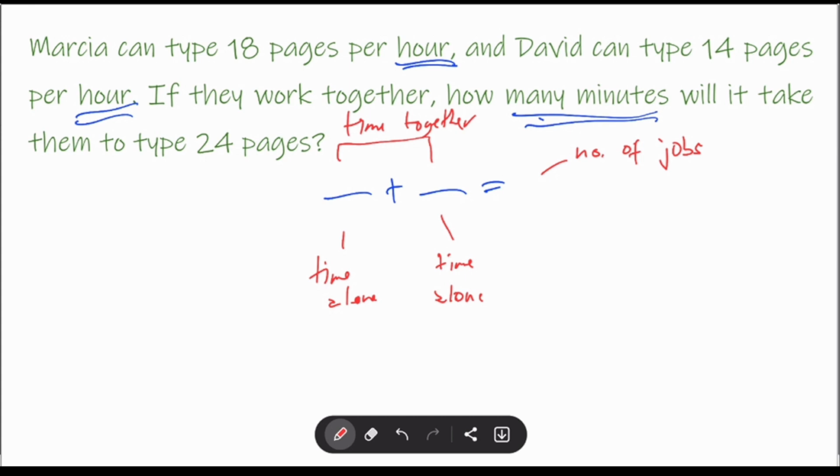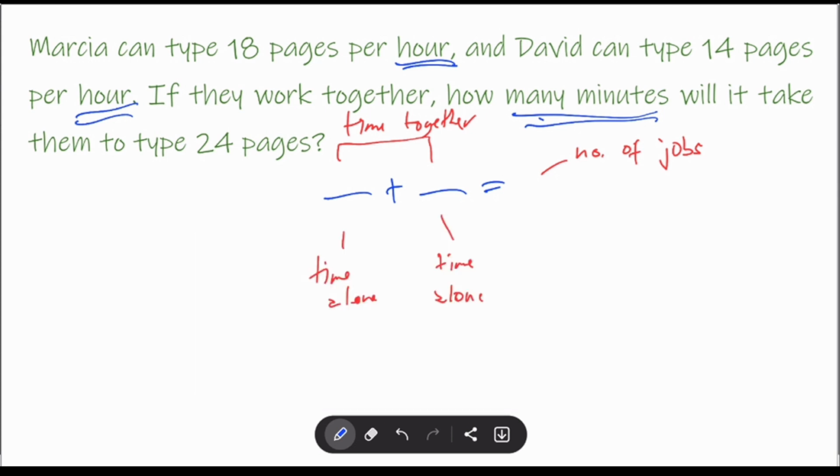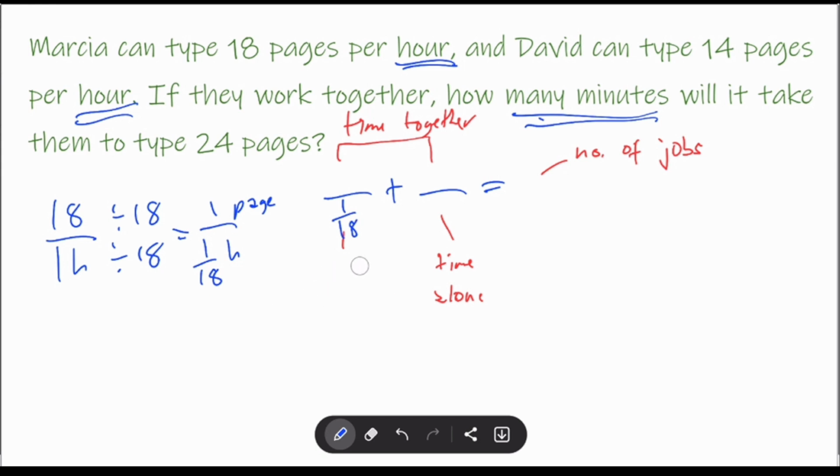So the bottom, the given is 18 pages per hour. The time is not given for every page, but you can compute that. If it's 18 pages per hour, so per 1 hour, you divide it by 18 so that we will know how long it takes for her to do one page. So it's 1 over 18 hours. For every one page, it takes Marcia 1/18 of an hour to finish one page. So the time doing it alone is 1 over 18. All right, so let's remove this.